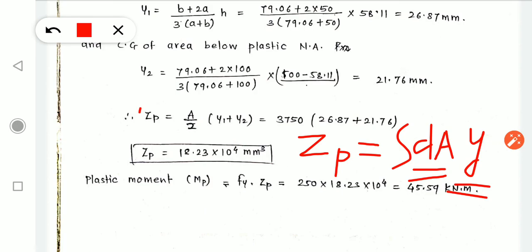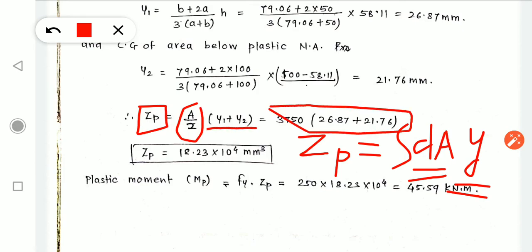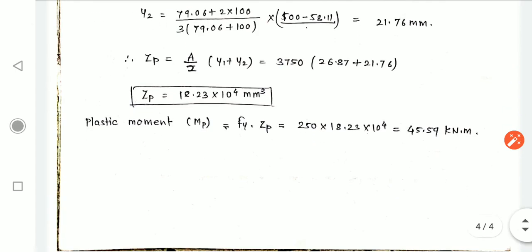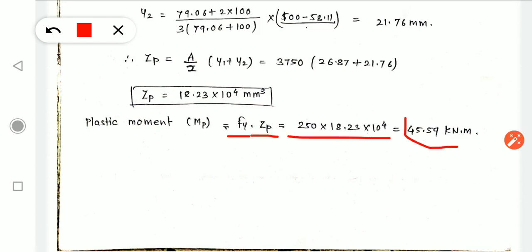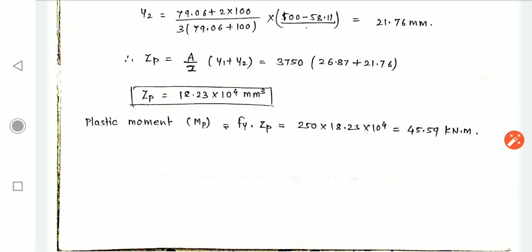Now let's calculate ZP. ZP is equal to half of the area into (y1 plus y2). Once you put all the values, you will get ZP. Now next is the plastic moment. Plastic moment is YP into ZP. Put the values and you will get to know that MP is 45.59. So our unsymmetrical sections are over.